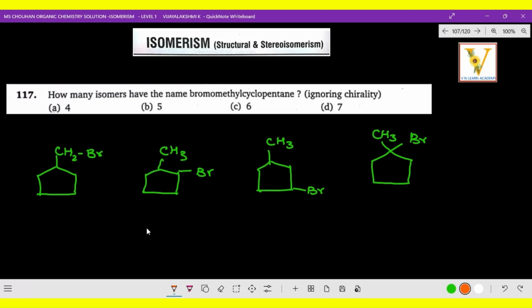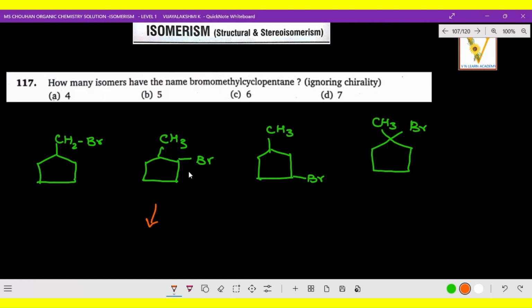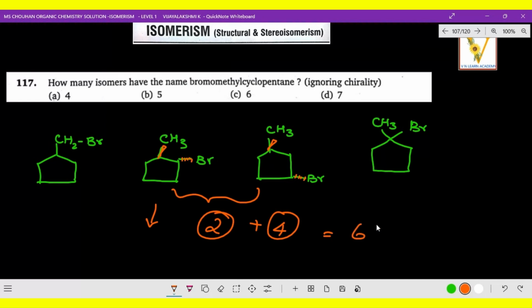You know what those 2 are? Here at this point, a wedge will be available, and here a dash, that means it is cis and trans. It is possible in the same way cis and trans. Here also I mentioned a wedge and a dash. That means this also can be cis and trans. So altogether, how many isomers are possible? Here already 4, plus 2. So cis and trans is 2 in these 2 compounds, so altogether it is 4. 2 plus 4, so altogether 6 isomers are possible.